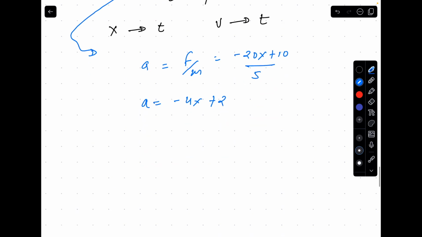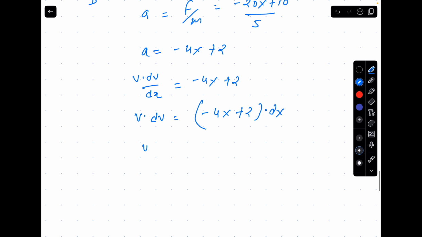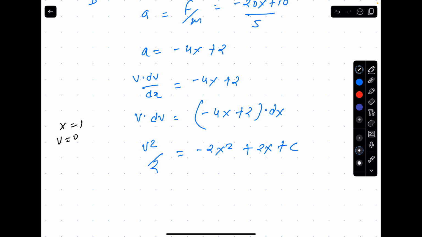Now acceleration is v dv by dx. If we substitute that formula, then we can integrate this. So v dv is minus 4x plus 2 multiplied by dx. So v square divided by 2 is minus 2x square plus 2x plus c. Yes, so this is the integration. Now let us first find c. They have given that the velocity was 0 when the particle was at x equals 1 and the time was 0. So we can substitute these two values and find c.